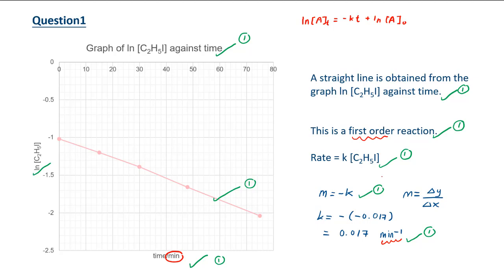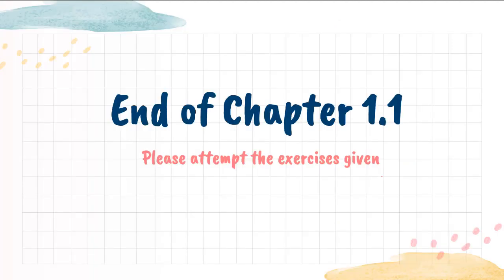Please try the exercises to enhance your knowledge about these 3 methods: initial rate method, half-life graph method, and then linear graph method. So that is the end of our chapter 1.1. Please attempt the exercises given.